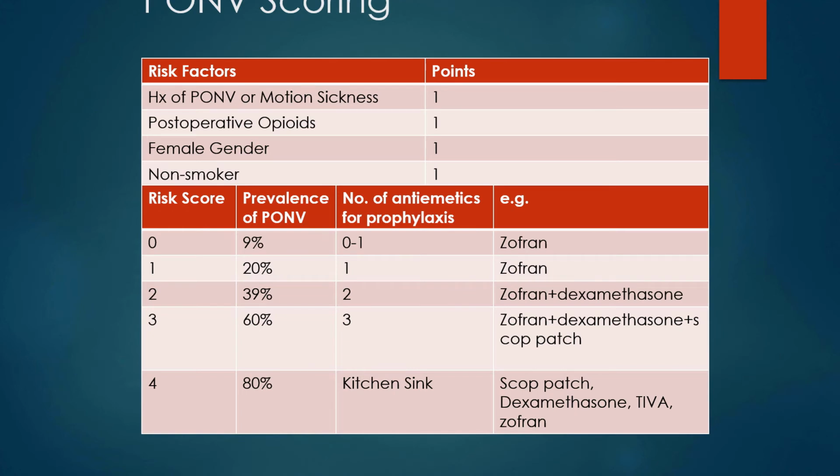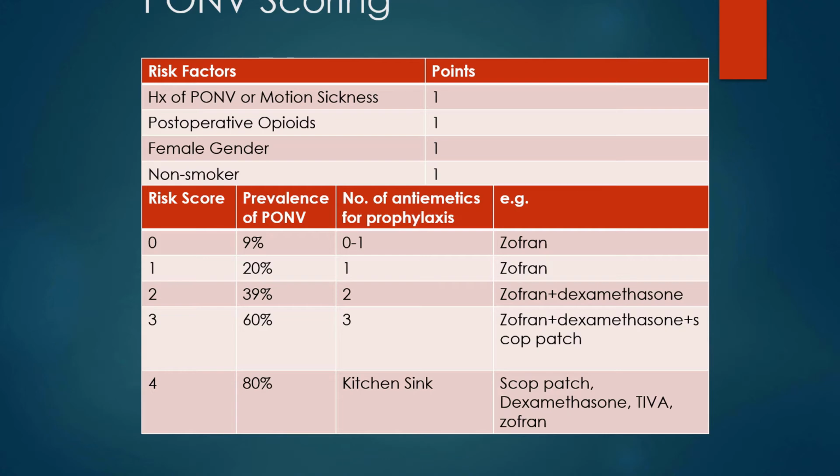Now, this is the calculation that most people use based on a modified Apfel score. So you assign 1 point each for female gender, history of motion sickness or PONV, non-smoking status, and the use of post-op opioids. As you can see, the higher the number of risk factors, the higher your risk of PONV. So you need to use the number of risk factors to choose your antiemetic.